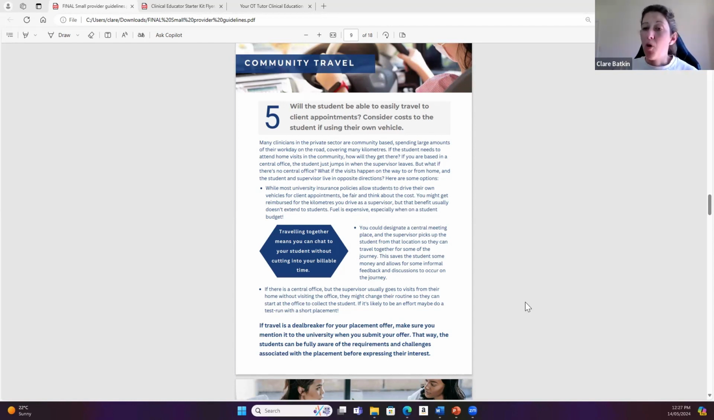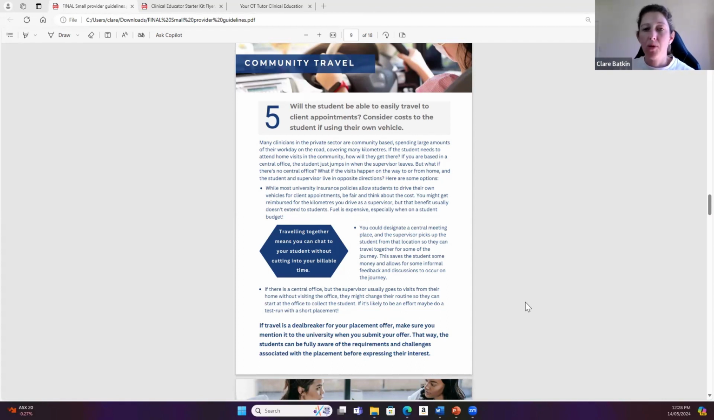So we need to be mindful that we can't just assume if we're a community mobile therapist that a student will be able to drive their own vehicle and meet us everywhere. There are lots of reasons why it's not ideal anyway, but also the sheer cost may be more than some students can afford.